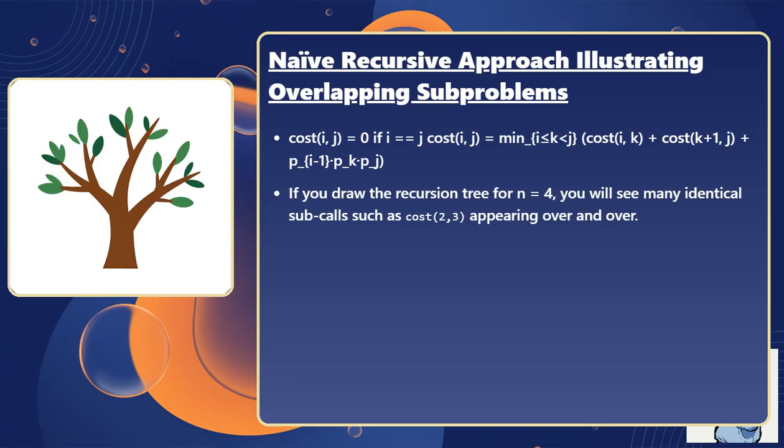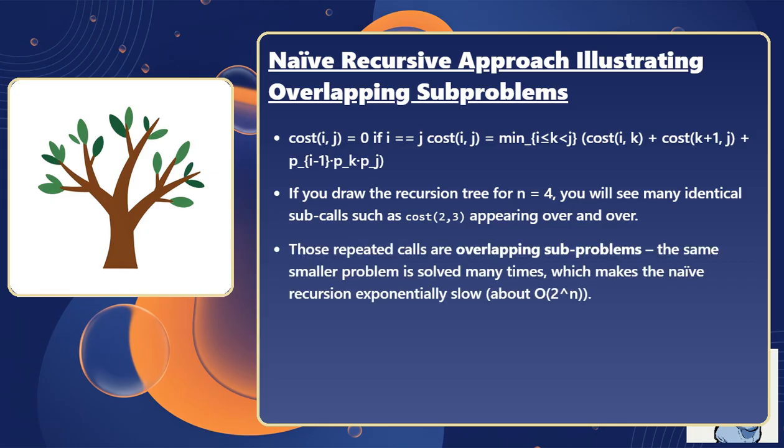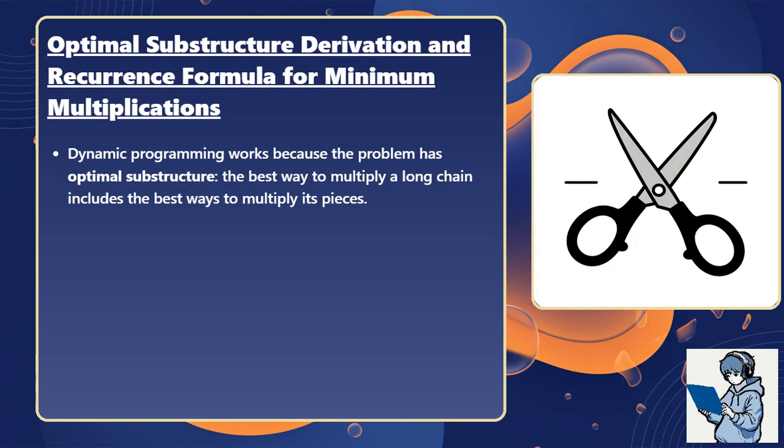If you draw the recursion tree for n equals 4, you will see many identical subcalls, such as cost(2,3) appearing over and over. Those repeated calls are overlapping subproblems. The same smaller problem is solved many times, which makes the naive recursion exponentially slow, about big O of 2 to the n. Dynamic programming works because the problem has optimal substructure. The best way to multiply a long chain includes the best ways to multiply its pieces.